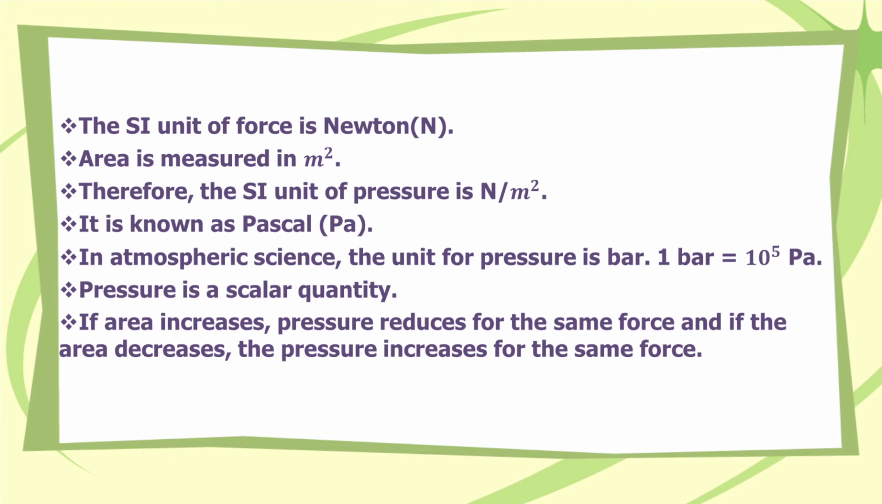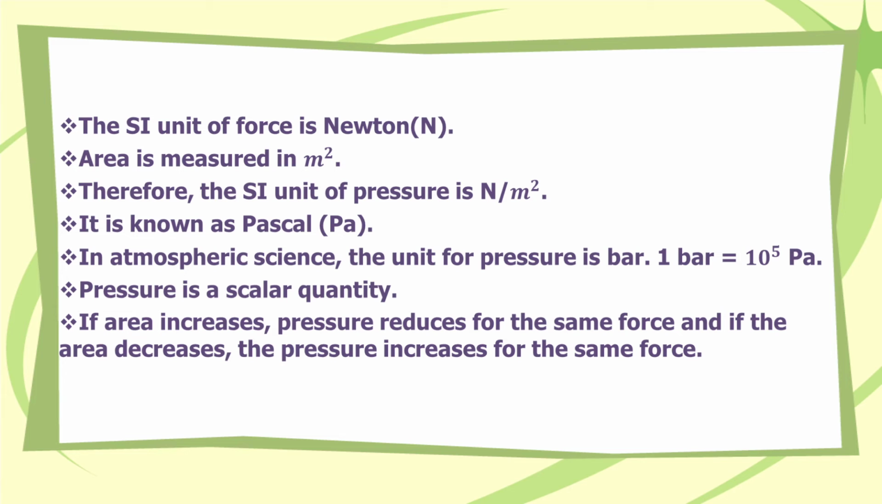Pressure has a small formula: pressure is equal to force upon the area on which the force is applied. Next, we are going to see the unit of pressure. The SI unit of force is Newton, denoted by capital N. Area is measured in meter square. Therefore, the SI unit of pressure is Newton per meter square.